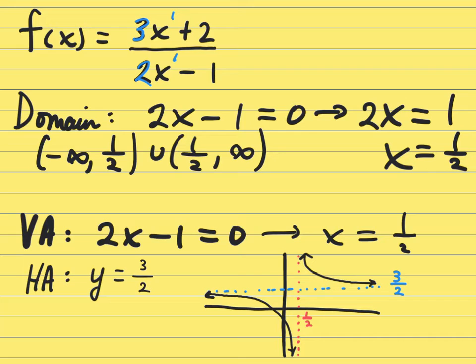If you wanted to be extra careful and plot y-intercepts and x-intercepts, y-intercept, that occurs when x is 0. If you put 0 into this function, you're going to be left with a 2 on top, a negative 1 on bottom, which is negative 2.